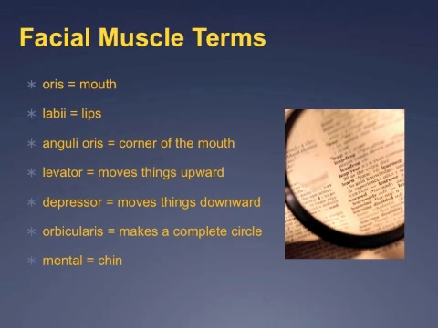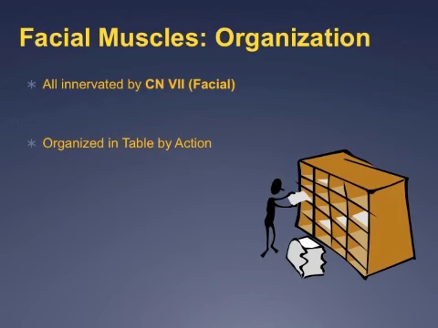Here are some definitions to help you with the etymology to understand the names of the facial muscles. Listen along as I say each word as well. Oris, labii, anguli, oris, levator, depressor, orbicularis, mental. Please take a moment to look at your notes outline handout for the table of facial muscles.